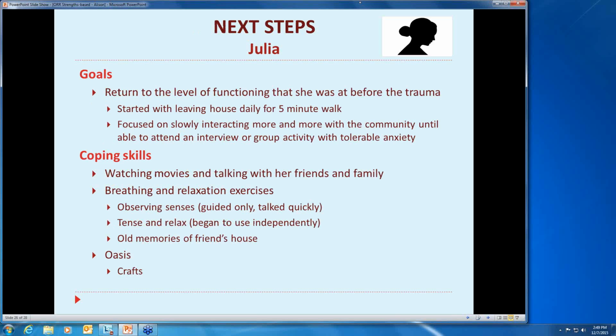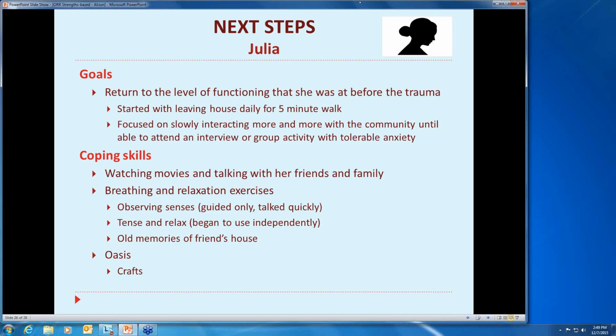So for goals, she stated that she wants to return to the level of functioning that she was at before the trauma, and we started that goal by having her leave the house for a 5-minute walk every day. And that seems like such a small step, but that first step is often the hardest one. And then for some people, that actually might even be too much, to leave the house for 5 minutes a day. So it's all about meeting them where they are and with their abilities where they're at now.